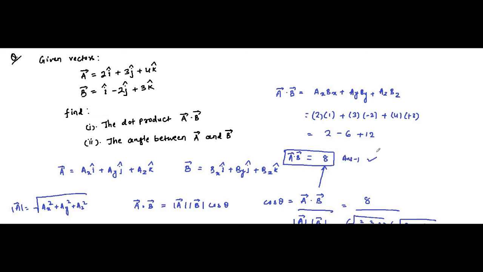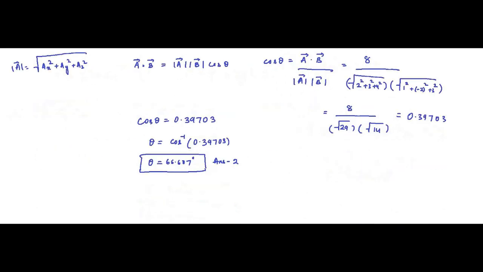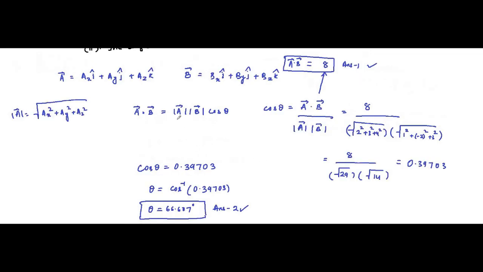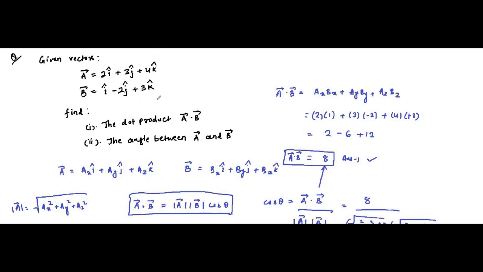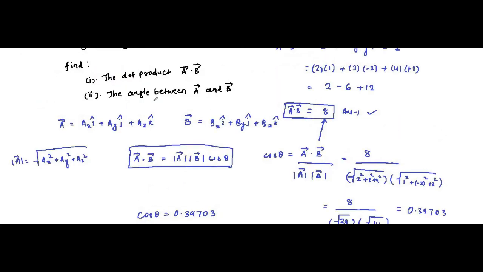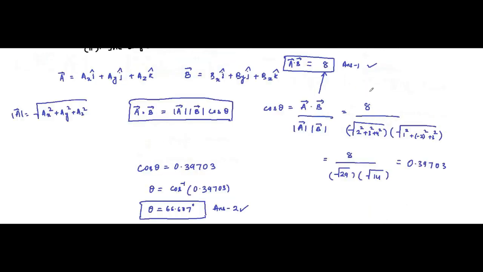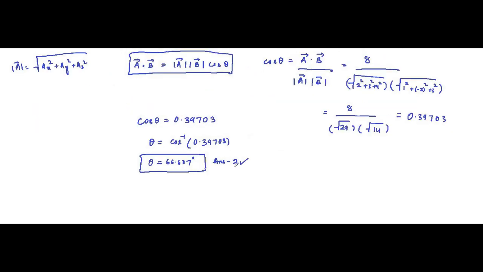Okay, this is the dot product of a vector and b vector, and this here is the angle between the two vectors. In order to determine that, we used this basic definition of dot product. So here is the question which we solved. It consisted of two parts and we solved it. First part, this is the second part.